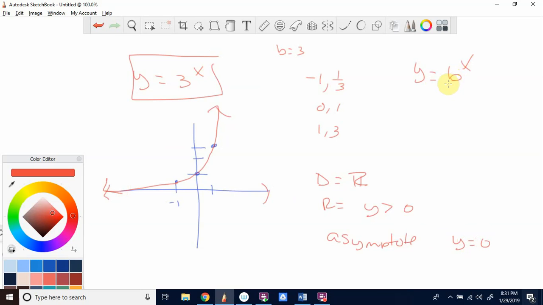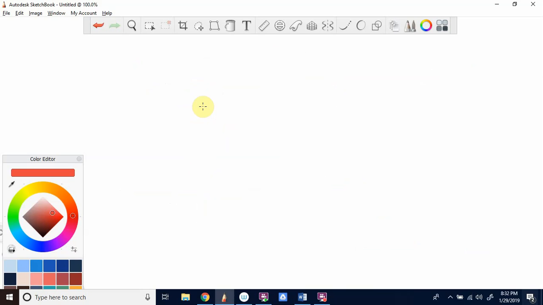Notice that the parent function is y, or f of x, equals b to the x. So you have really an infinite number of parent functions. This could be 3, this could be 4, this could be 5. It's still a parent function. There are no transformations going on. The only difference is as b increases, the graph gets closer to the y-axis. So it moves in this direction as b increases. Okay, so pause it, do guided practice 1, and then we'll pick up on example 2.